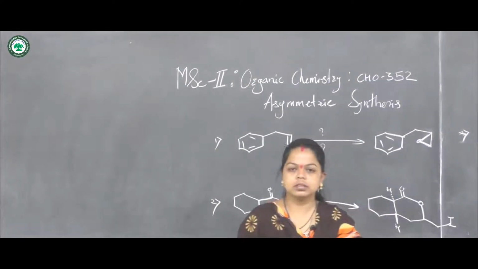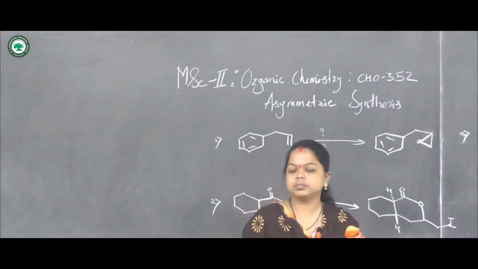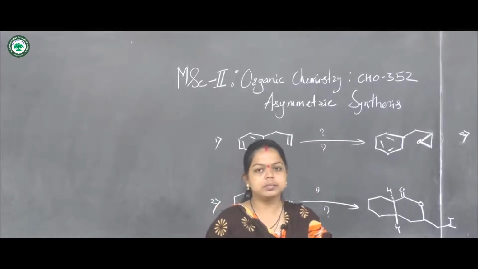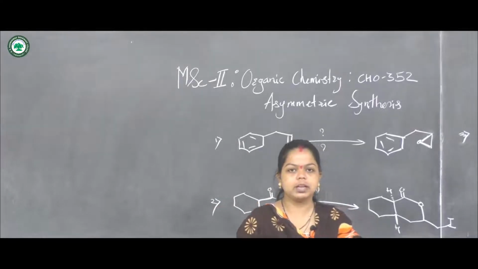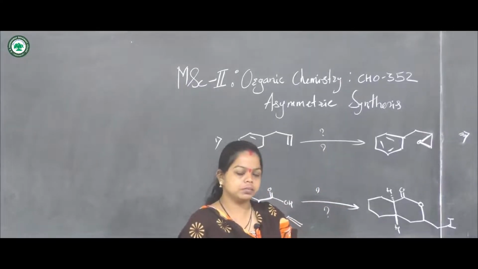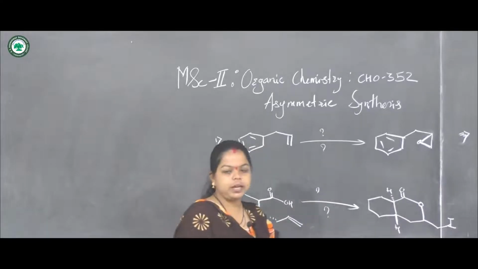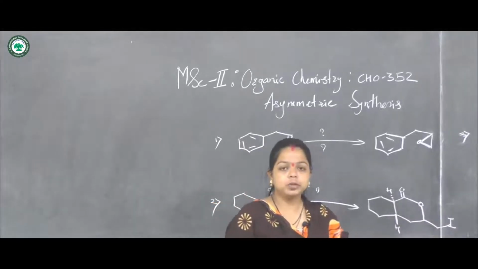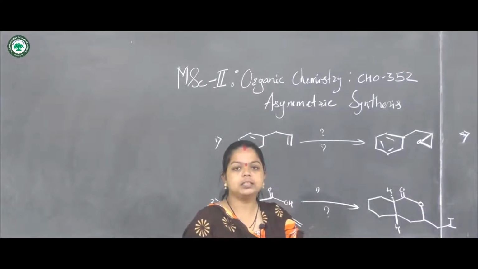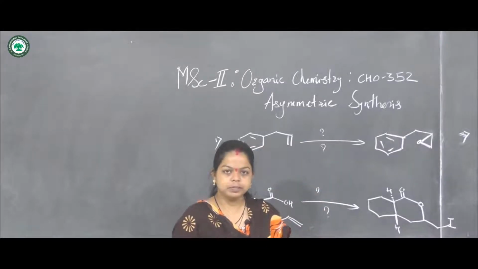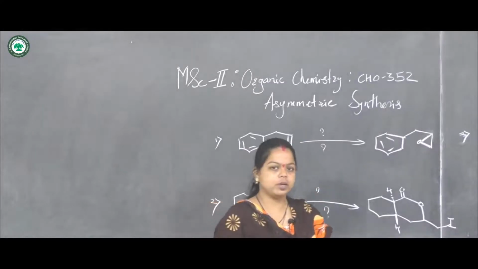Hello students, we are studying some reactions from the question paper of this asymmetric synthesis MSc second year class. Now let us see some reactions where the product is given and we have to predict the proper reagents and the proper mechanism for the reaction. This type of reaction is generally asked in the question paper for 3 or 4 marks.